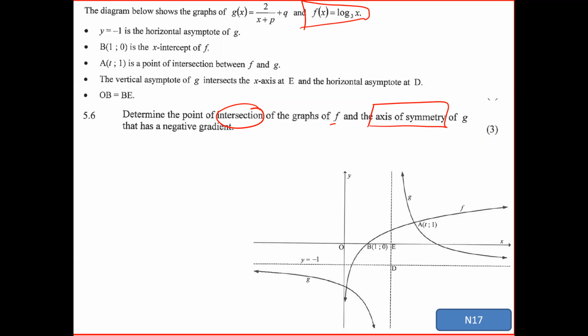So that has a negative gradient. Now we did this yesterday. If you were in yesterday's lesson, now remember G of x right now, that equation we found earlier. Can someone remember the equation? Now, the axis of symmetry with a negative gradient is y is equal to minus x plus c. Would you agree with that? Yes or no? Yes, sir. Okay, because it said negative gradient.